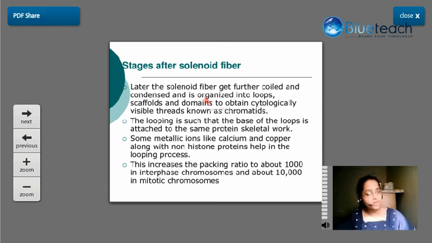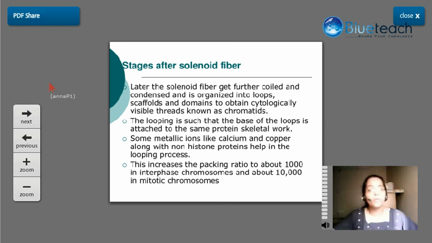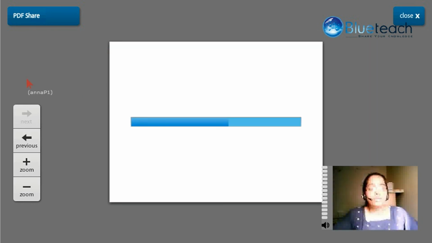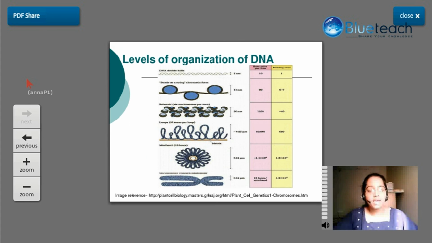So in the preparatory stage, the DNA is still loosely packed, whereas when it comes to the mitosis stage, it gets very compactly packed, and at this stage we can see that the packing ratio comes to 10,000. So you can imagine to what extent it gets packaged to get accommodated. Now moving to the next slide, this is a diagrammatic representation.